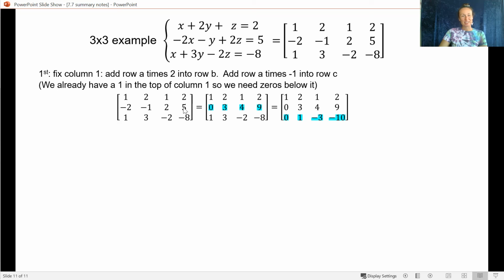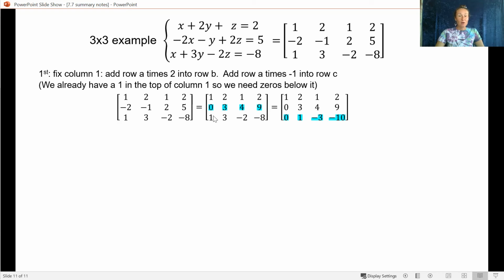2 times 2 plus 5 is 9. All right, so we just replaced row B with row B plus 2 times row A. The only thing that changes is that one row, and we've changed it in such a way that we now have a 0 below the 1, which was our goal. Now we want to get a 0 below that 0. So we want to turn this 1 into a 0.